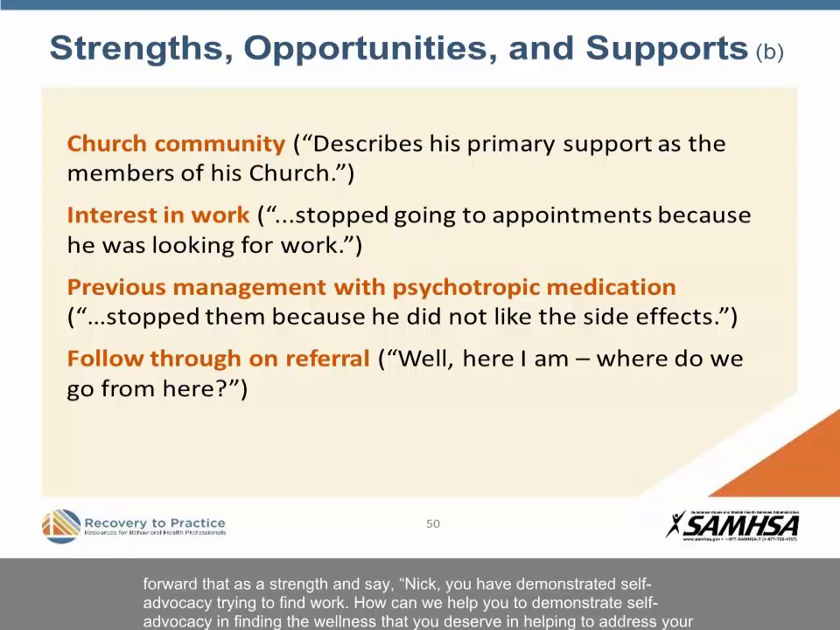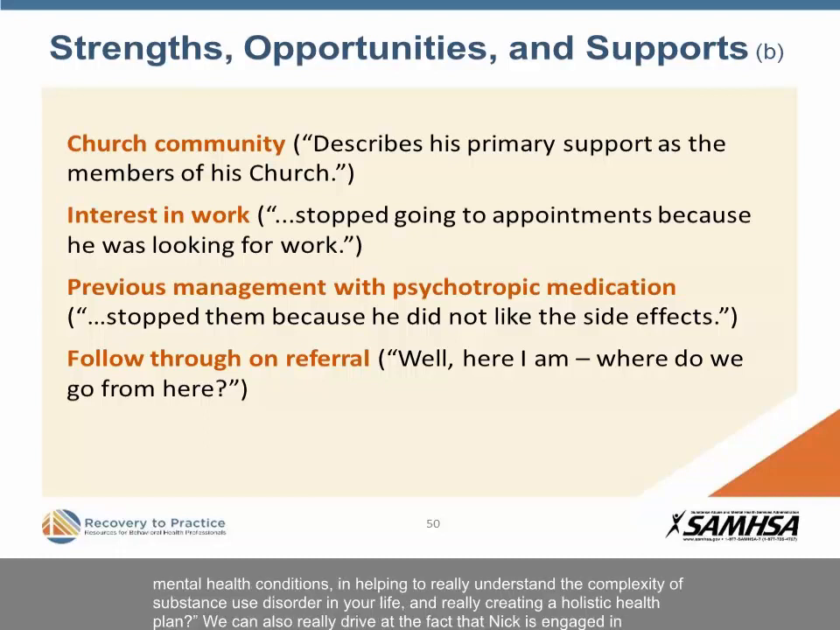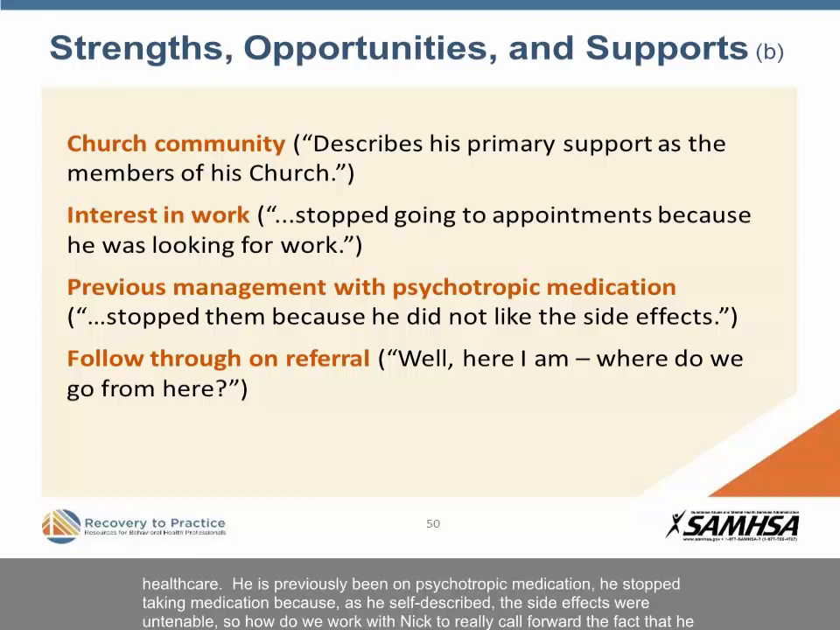Call forward that as a strength and say, Nick, you've demonstrated self-advocacy in trying to find work. How can we help you to demonstrate self-advocacy in finding the wellness that you deserve and helping to address your mental health conditions and helping to really understand the complexity of substance use disorder in your life and really creating a holistic health plan? We can also really drive at the fact that Nick has engaged healthcare.